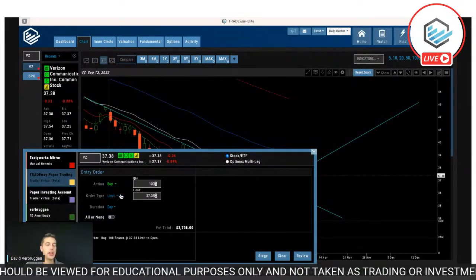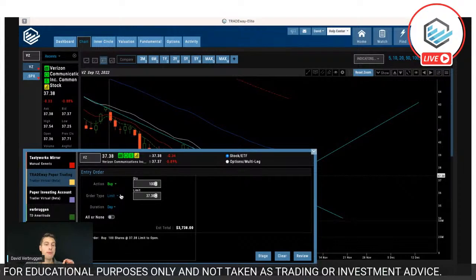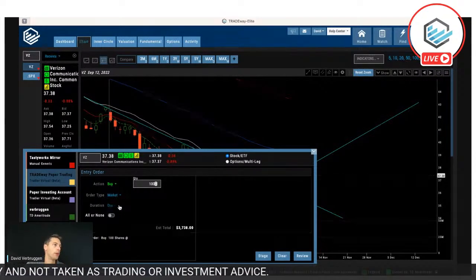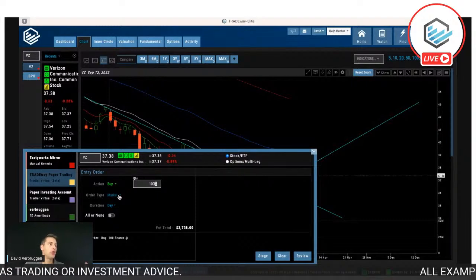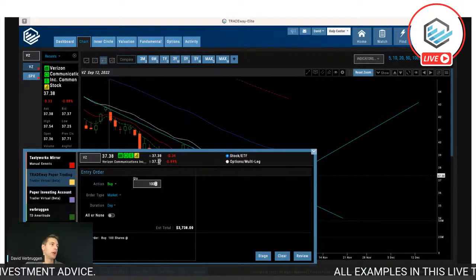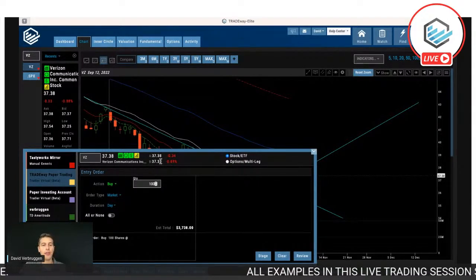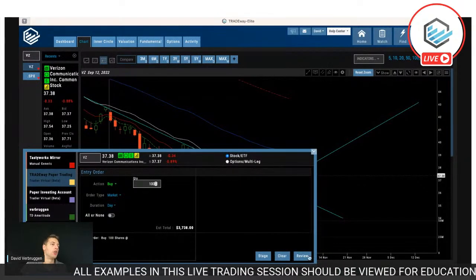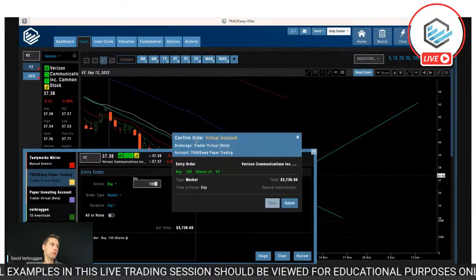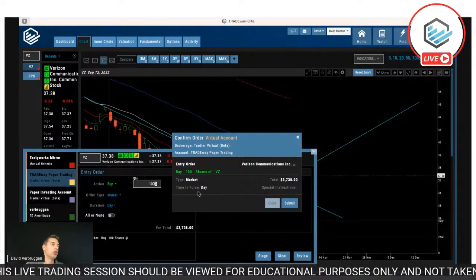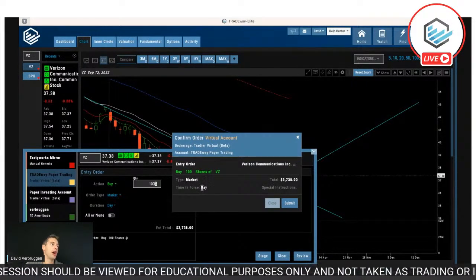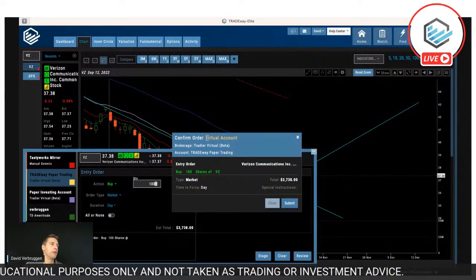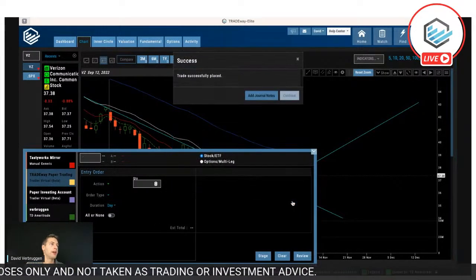And just for the sake of time and making sure that we get this order filled, I'm going to go ahead and make this a market order. If you want to haggle the price, you could limit order it, but look at the bid-ask spread. It's a penny difference. At that point, I'm not worried about it. Let's just make sure the order goes through. So we're going to review this. Yep, looks good. Market order, time in force is today. We're going to buy 100 shares of Verizon in the virtual account. And we're going to submit that.